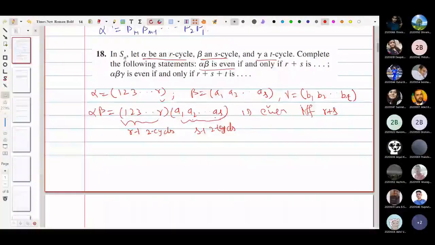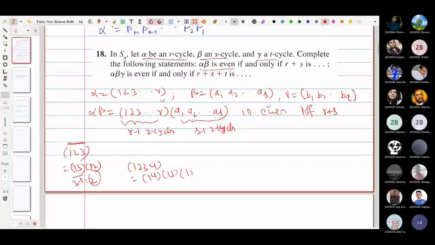Yes, sir. Because for example, if you are writing like this, you can break it into (1 3) and (1 2). So this was a 3-cycle, but you have broken it into 3 minus 1, that is equal to 2 cycles. Similarly, if you have 1, 2, 3 and 4, then you can break it like this: (1 4), then (1 3), and then (1 2). So this is a 4-cycle, and you are getting 3 two-cycles.